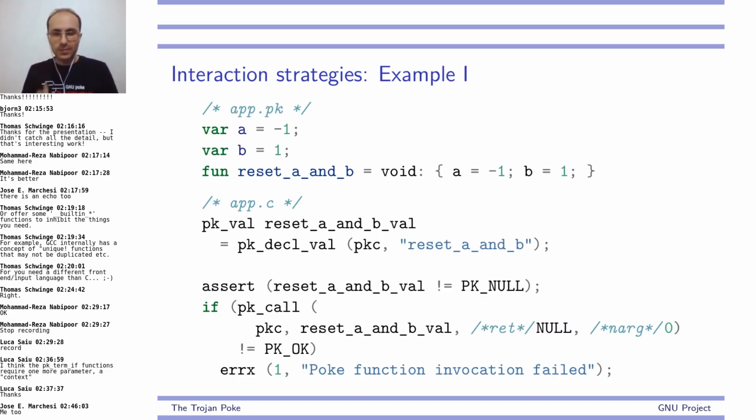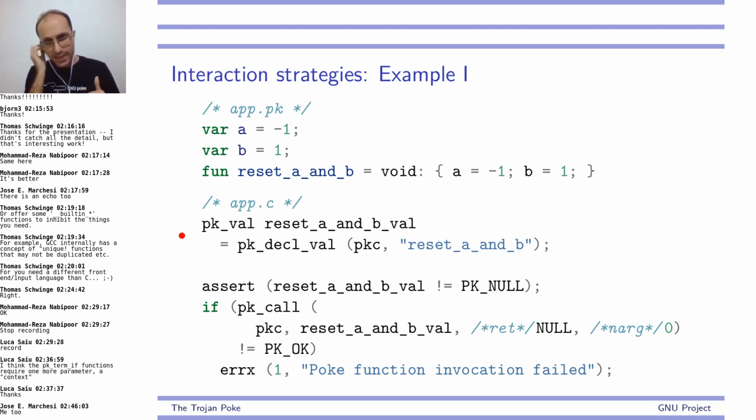And so here's an example of the first approach I told you. We have, for example, these two variables in app.pk, and I want to somehow, somewhere reset them to their default value. Okay, I define a function and set them to the initial value. So here is the poke, this upper part. Here on the lower part is the app.c, my C code.